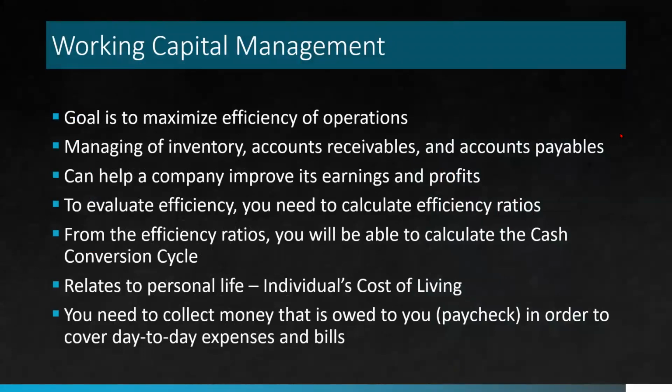So let's begin with working capital management and what it is. The goal is to maximize the efficiency of operations. And the way a company can tell if they are maximizing their efficiency is by looking at their inventory, accounts receivable, and accounts payable, which can help a company to improve its earnings and profits. So in order to figure out the efficiency ratios and the working capital management efficiency, you need to evaluate and calculate efficiency ratios and then calculate the cash conversion cycle.